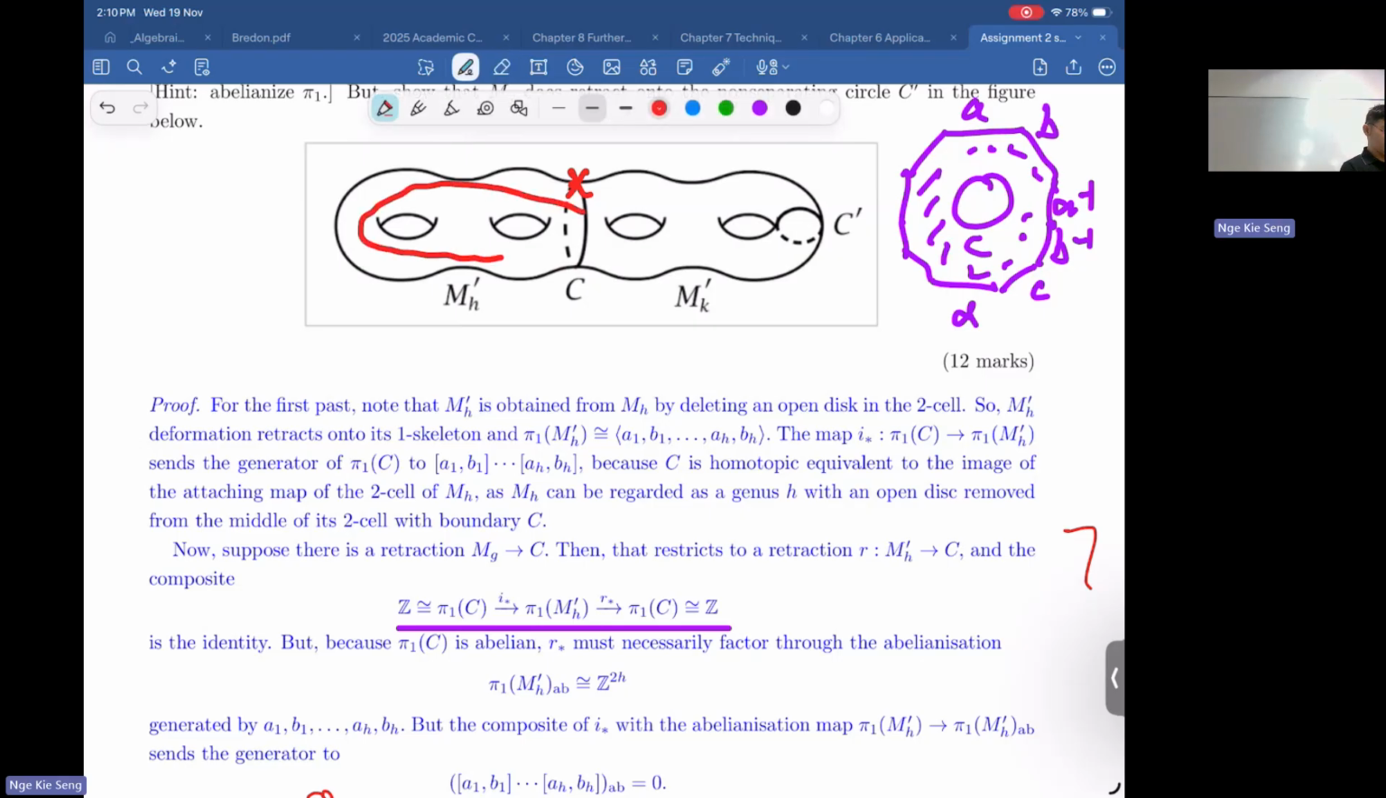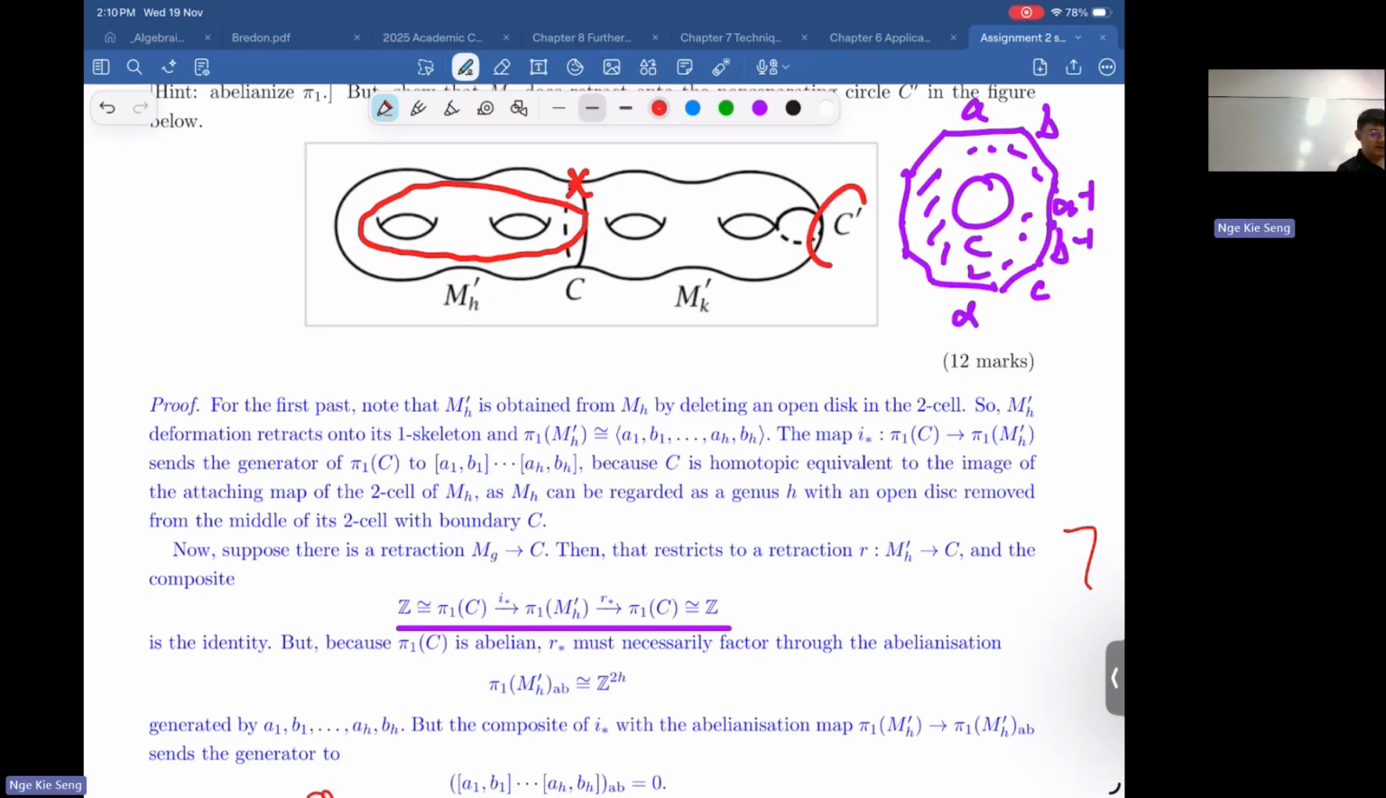Let's draw like this. Is this hole contractible? Seems like not. Seems like not. Yeah, seems like not. Okay, never mind. I thought it's contractible, but it's just a deformation retract to the one skeleton.